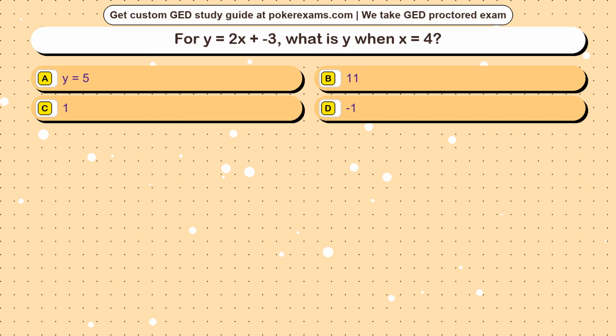Question 19. For y equals 2x plus minus 3, what is y when x equals 4? Option A, y equals 5. Option B, 11. Option C, 1. Option D, minus 1.